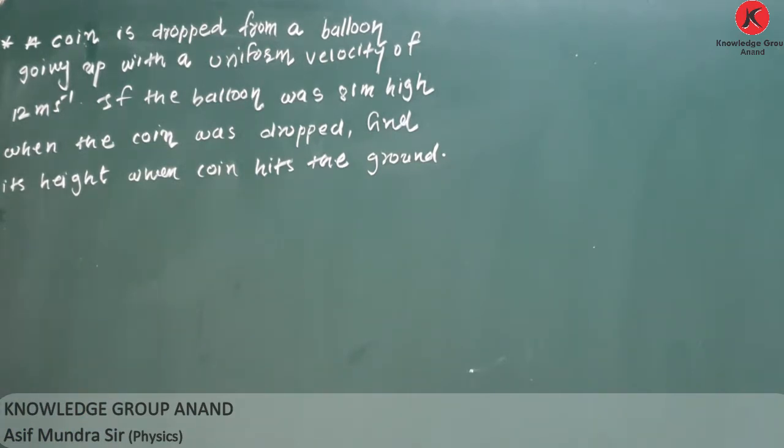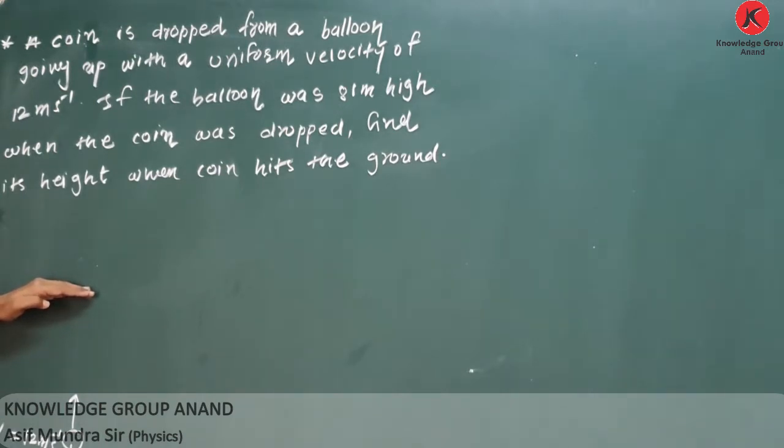Okay. A coin is dropped from a balloon going up with a uniform velocity of 12 meters per second. The balloon is going up with velocity v equal to 12 meters per second in the upward direction. Yes, this balloon is moving in the upward direction with a uniform velocity of 12 meters per second.